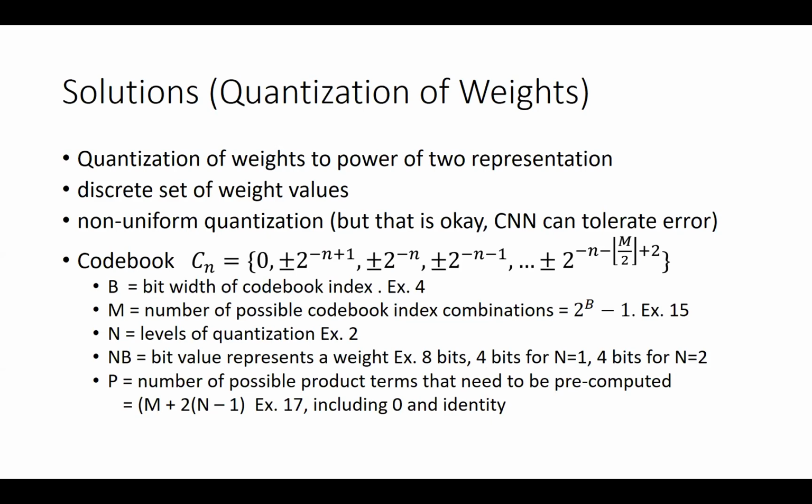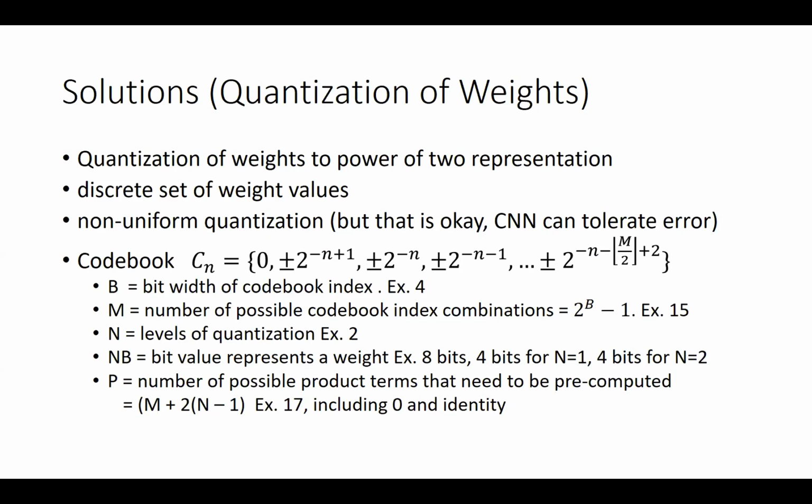For example, if I have an input which is 10, I would be storing sequentially the following numbers: 10, minus 10, then 5, minus 5, then 2.5, minus 2.5, and so on, until 2 raised to b minus 1 terms. Just to give you an idea about what those variables mean, b is the bit width of the codebook index. M is the number of possible codebook index combinations.